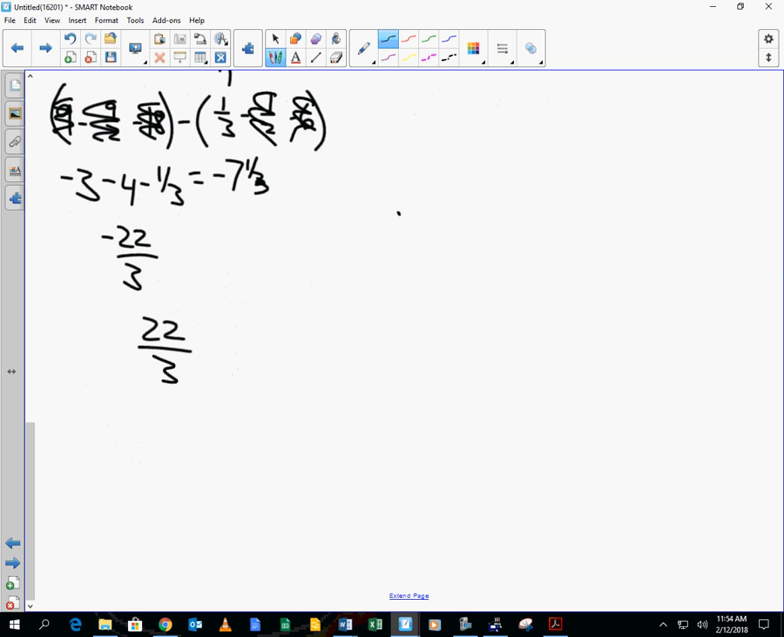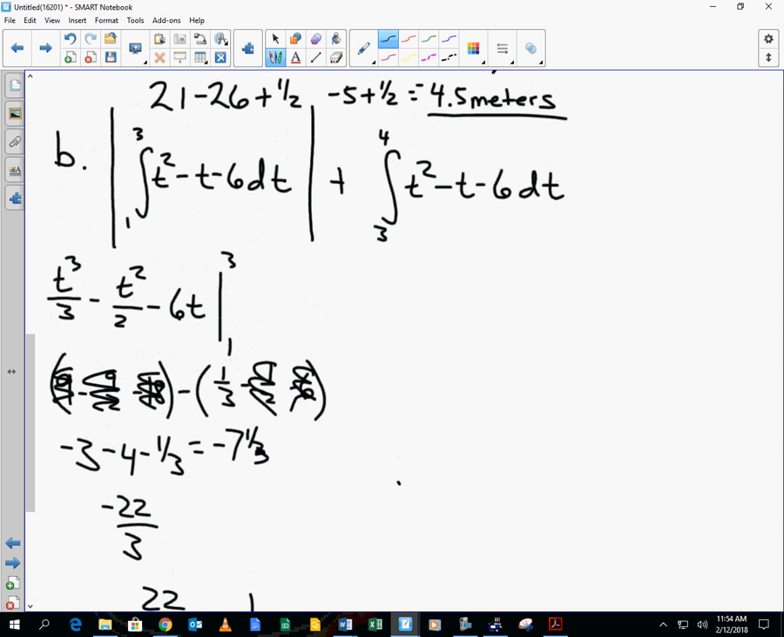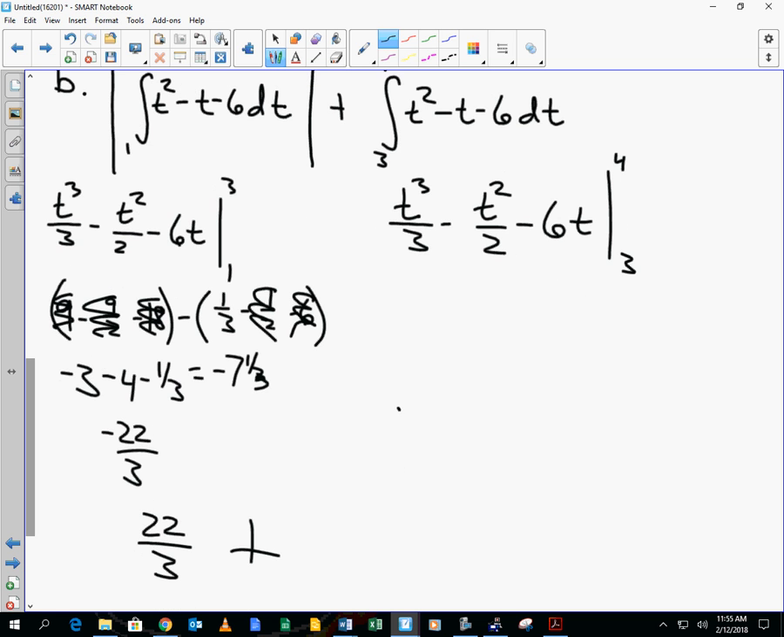So 22 over 3. And I'm going to add that to, now I need to come up with the area from 3 to 4. Will the area from 3 to 4 be positive or negative? Positive. So we do the same thing. T cubed over 3, t squared over 2, minus 6t, evaluated. Over 3 minus 8 is 24. I plug in 3.